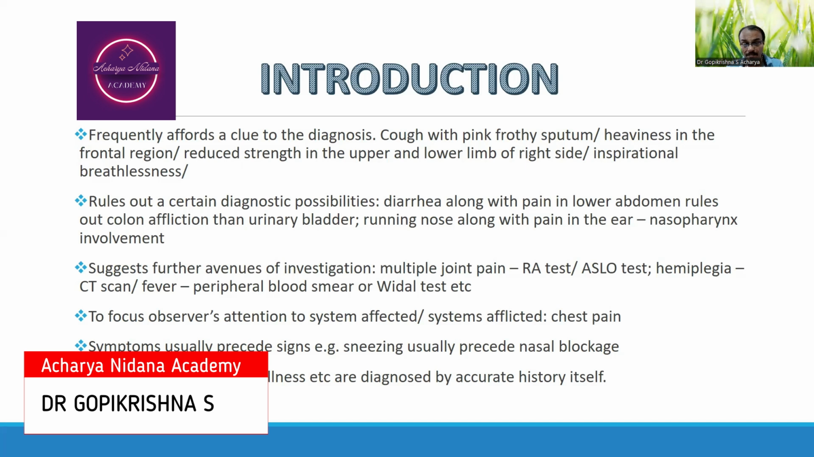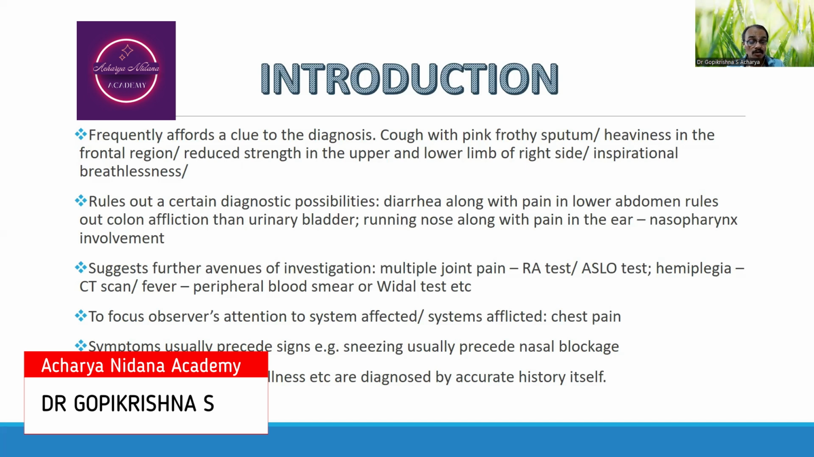Let me take one more example. If the person is having a running nose and pain in the ear, that is indicative of a nasopharyngeal involvement. This rules out the involvement of the larynx itself. When there is involvement of the larynx, the person will have hoarseness of voice. In this way, it rules out certain diagnostic possibilities also.